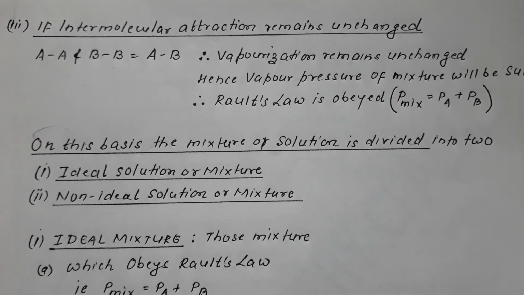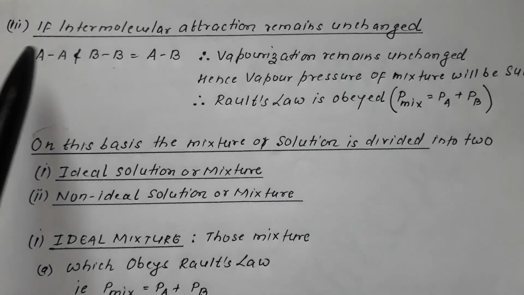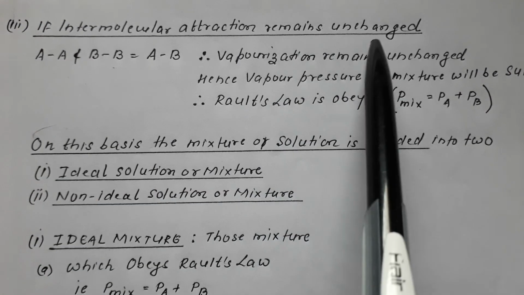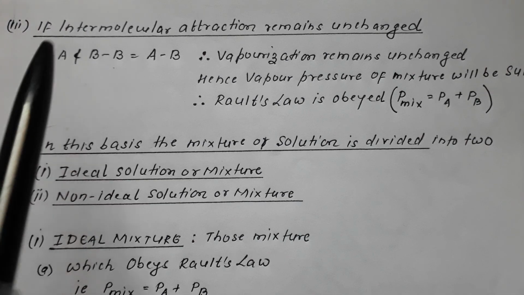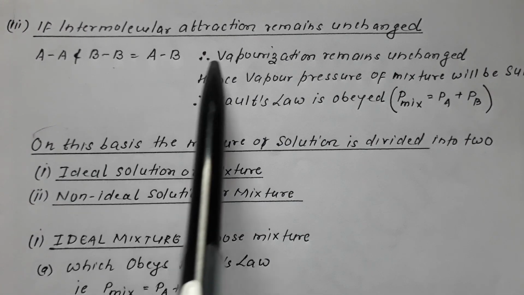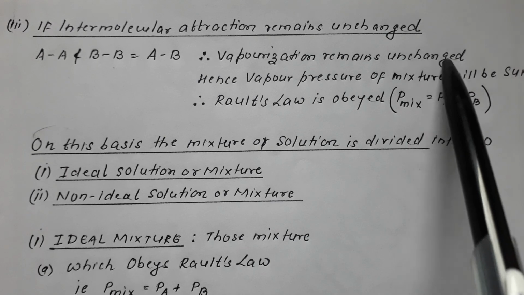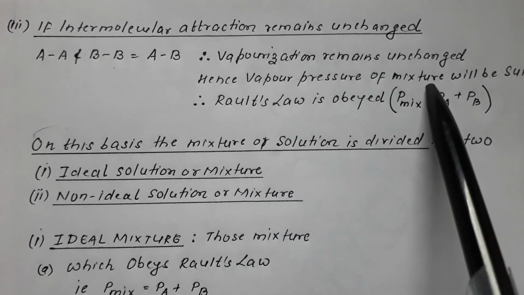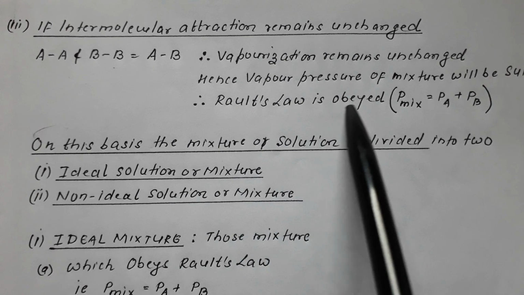So what would be the reason for Raoult's law? Raoult says that if two liquids are mixed together, then the vapor pressure of the mixture would be the sum of the two vapor pressures. When will it happen? It will happen only when on mixing two components the intermolecular attraction remains unchanged, that is, A and A, B and B, A and B would be the same. Therefore, vaporization of the mixture remains unchanged, the vapor pressure of the mixture would be the sum, and hence Raoult's law would be obeyed.